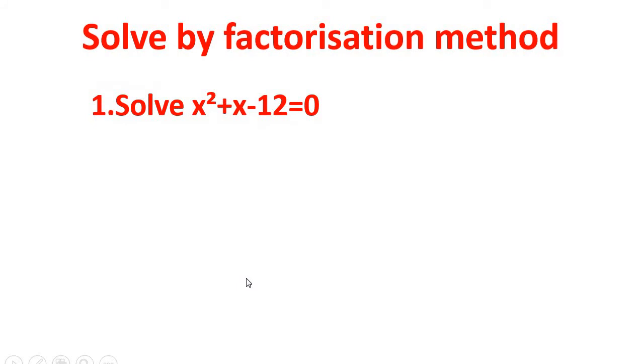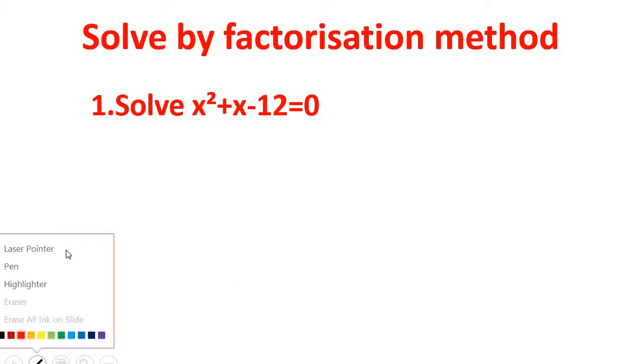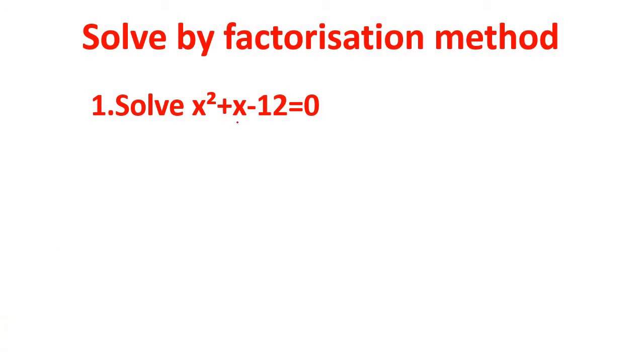Let us take the problem here. So this x is the middle term. While factorizing, we have to get this middle term by adding or subtracting, and we have to equate to 0. Now the coefficient of x square is 1 and the constant is minus 12.